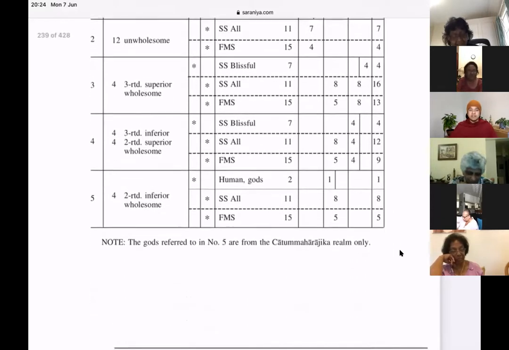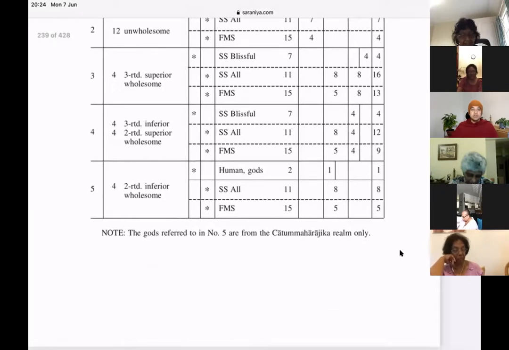Moving on to 5. Now, we have 4 consciousnesses which are 2-rooted inferior wholesome. Is that clear how we get these 4? Because we have 4 consciousnesses which are 2-rooted inferior wholesome. What are 2-rooted? Where we do not have knowledge.